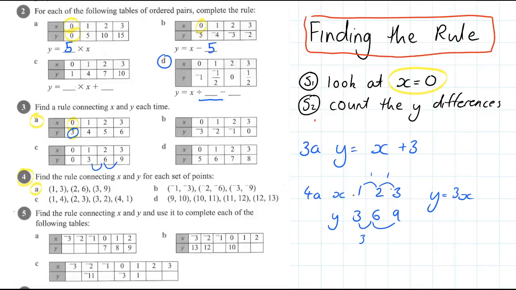The goal with all of these is just to find a rule that connects the two sets of numbers that you can put in the X and get Y. With all of them, the key thing to do is find X equals 0. That's a free head start for if there's a plus or minus, and count the differences. That'll tell you what the times is.